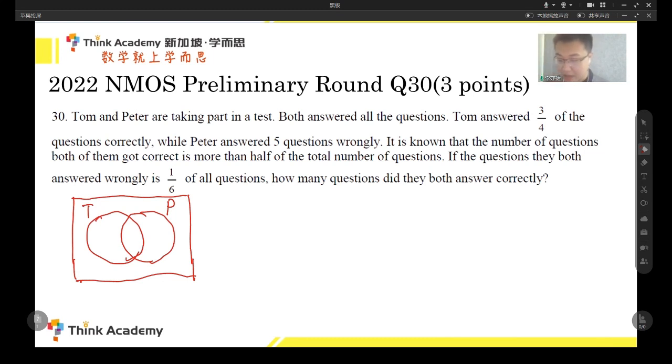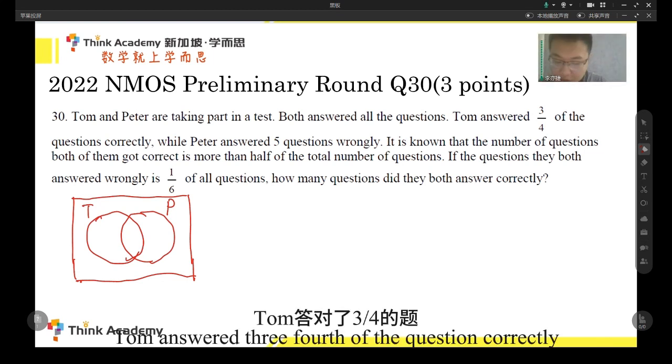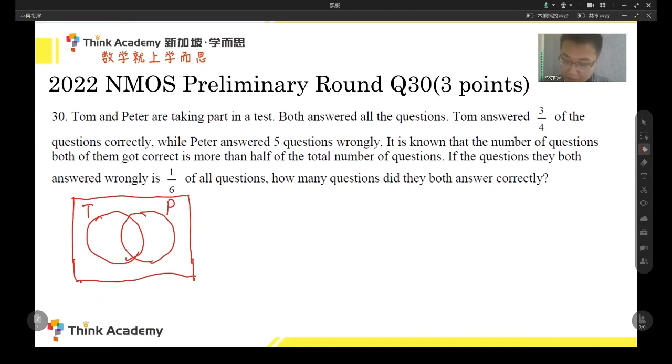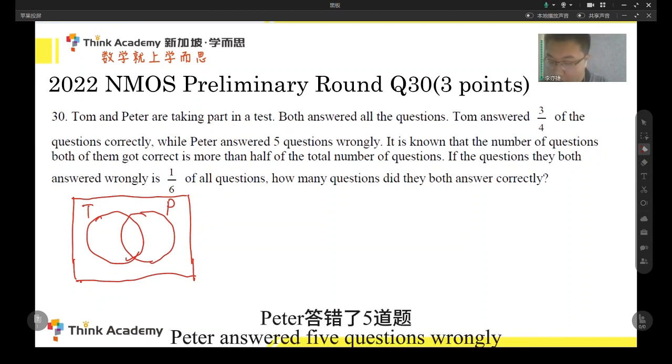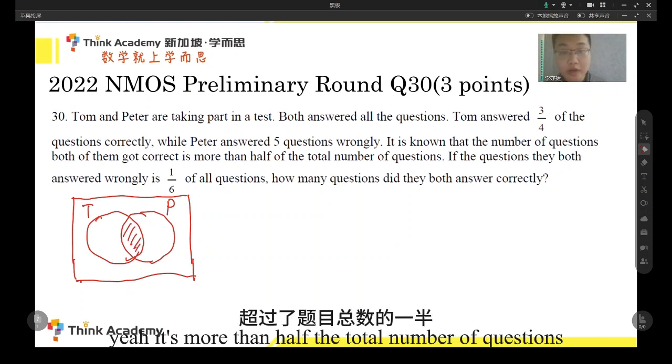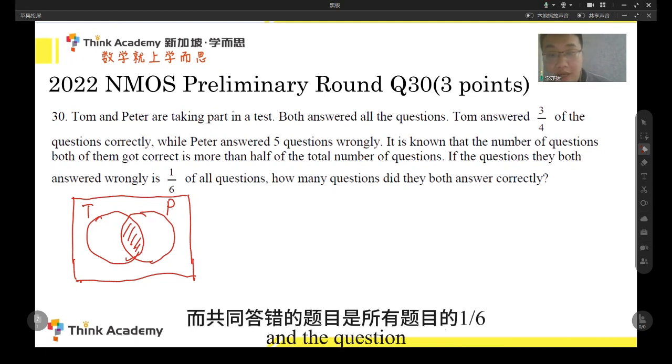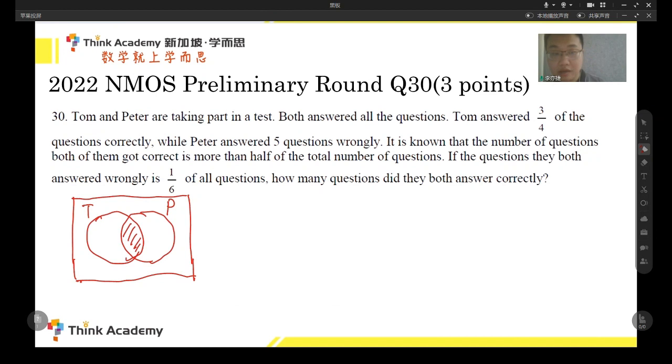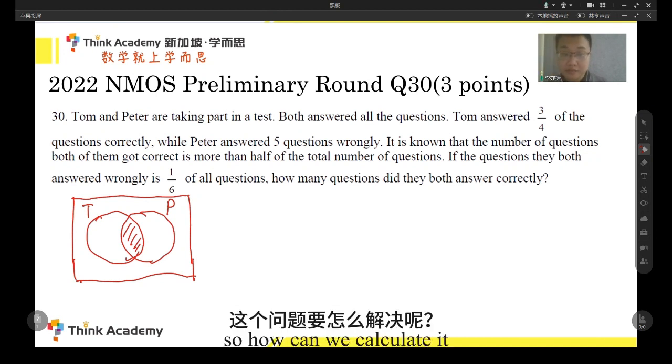and now let's see. Tom answered 3/4 of the questions correctly. Peter answered 5 questions wrongly. And the questions both of them get correct, the middle part, is more than half the total number of questions. And the questions they both answer wrongly is 1/5 of the questions. So how can we calculate it?